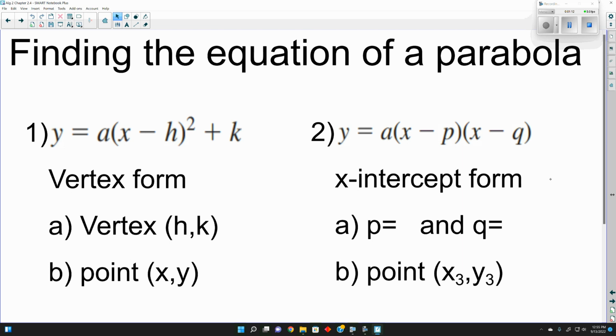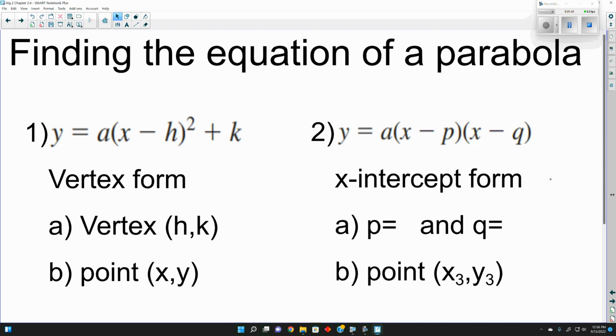X-intercept. If we're given the x-intercepts, p is equal to and q is equal to, or p comma 0 and q comma 0, and a point, x comma y, then we're going to be using intercept form.